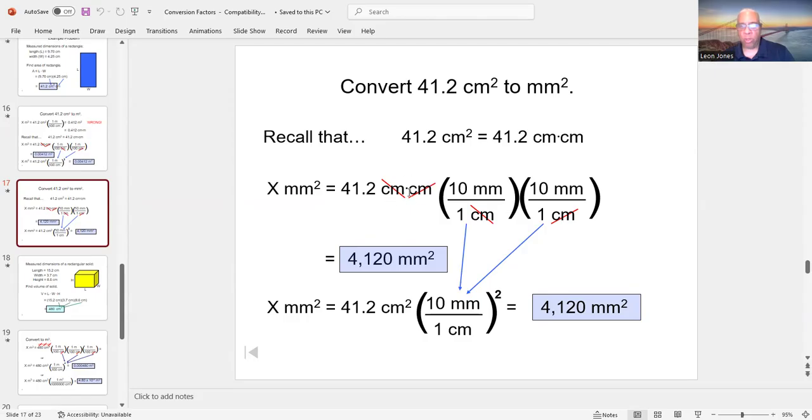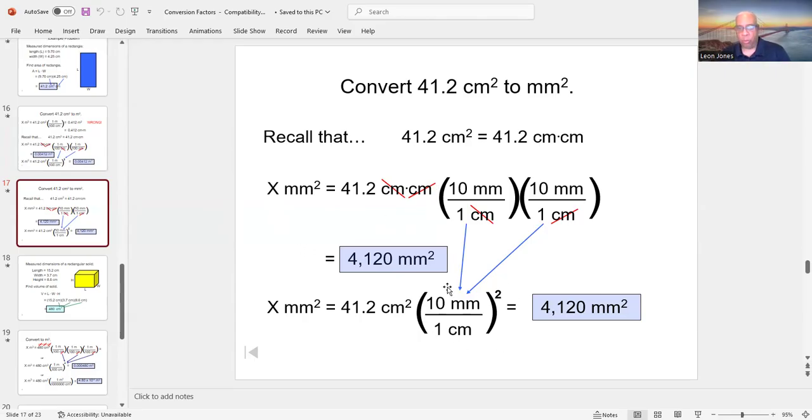You can take the centimeters and break it up and multiply it by 10 millimeters over 1 centimeter twice. Or you can just take 41.2 square centimeters and square 10 millimeters over 1 centimeter. You can do it this way, because you're actually seeing how everything is multiplied. And if you're not confident, it can help you calculate without making an error.